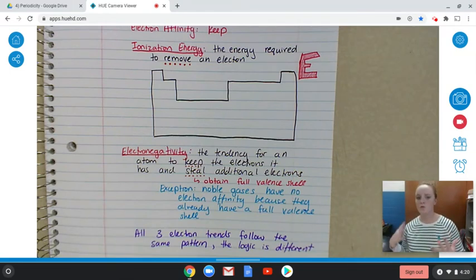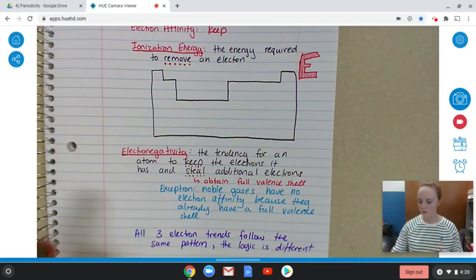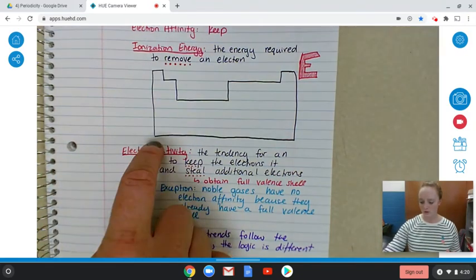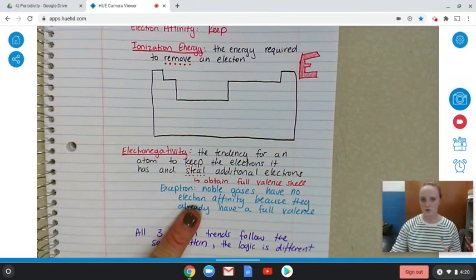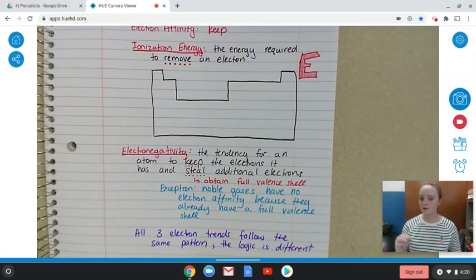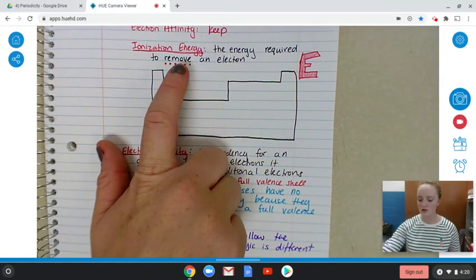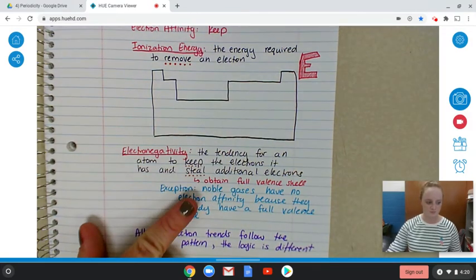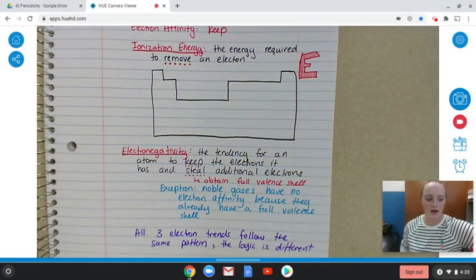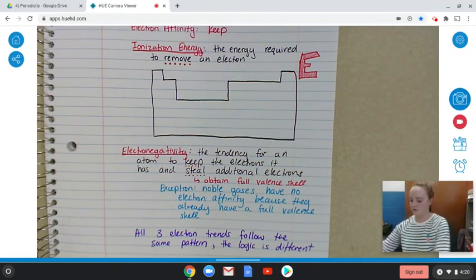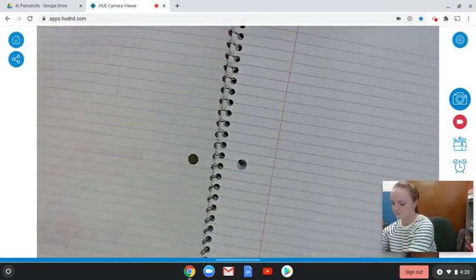So when we're asking questions about electron trends, questions like which is going to have a higher or lower value, that's going to be the same no matter which trend you're looking at, with the exception of noble gases. What's going to be different is your explanation of why and the buzzwords that you need to use in that explanation. So we're going to go ahead and do some practice questions with that.